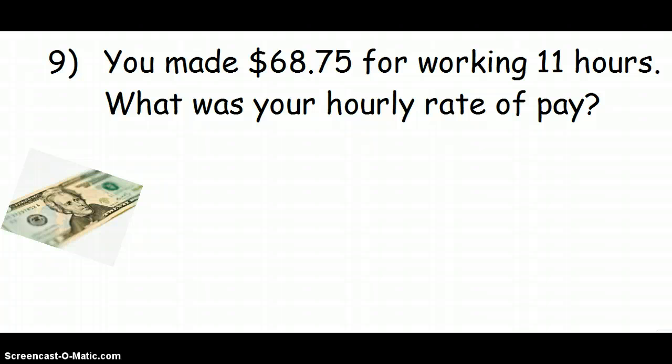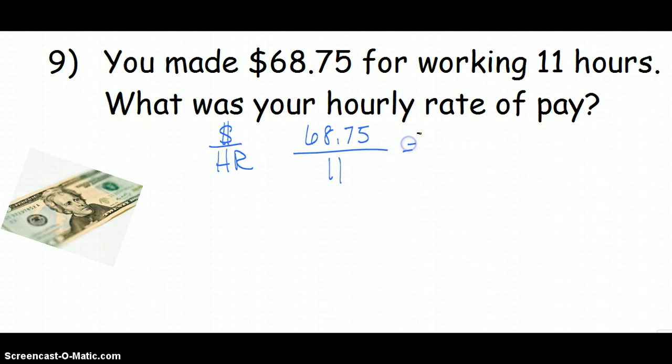Number 9, you made $68.75 for working 11 hours. What was your hourly rate of pay? Okay, so you're looking for your pay per hour. Well, what's your pay? Oh, it's $68.75. What's your hours? 11. So let's divide that. When you divide that, you're going to get $6.25 per hour.